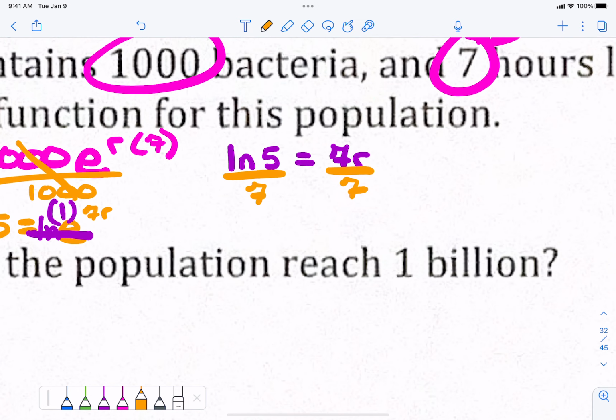Now, caution. If your calculator opens a parenthesis for the ln, you want to make sure you close it before you divide by 7. Otherwise, it will do 5 divided by 7 and then ln of that. And you don't want that. What is your R value? 0.2299. That's the rate that it's multiplying at. So about 23% is my growth rate.